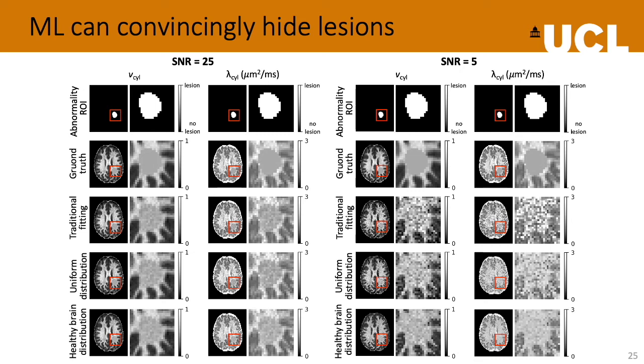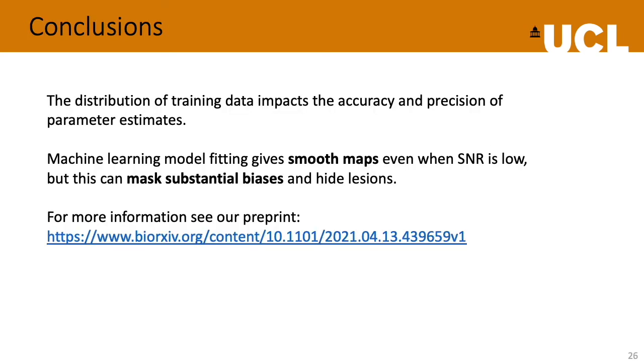Importantly, however, the maps obtained from traditional model fitting are noisy, indicating uncertainty in the underlying values, while the smooth maps obtained from machine learning may lead to overconfidence in the parameter estimates and erroneously suggest that the tissue is healthy. In conclusion, our results show that while machine learning model fitting gives smooth maps even when SNR is low, this can mask substantial biases and hide lesions.